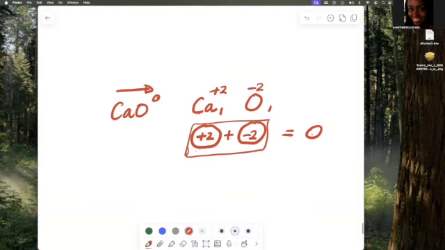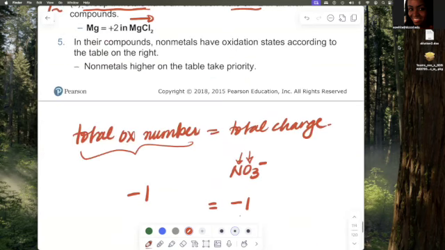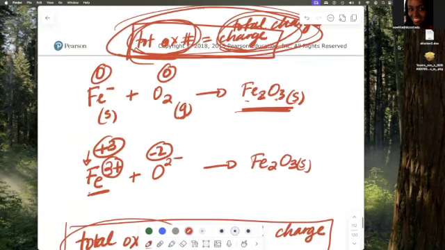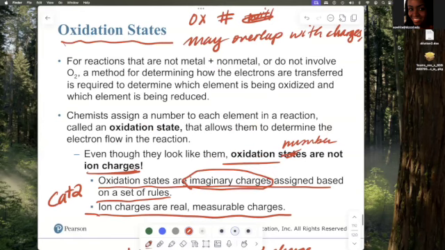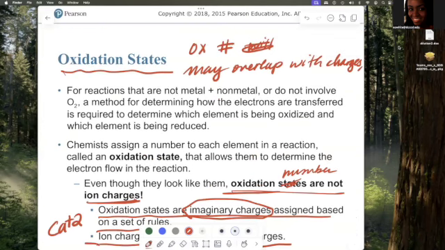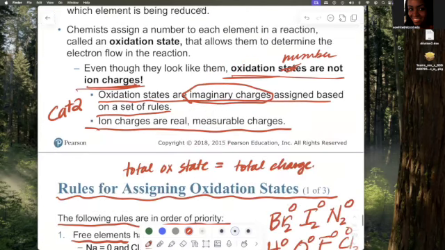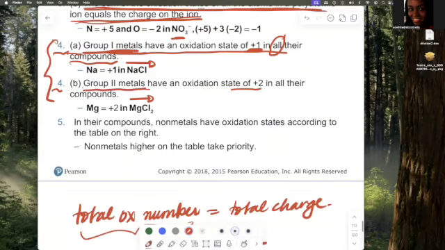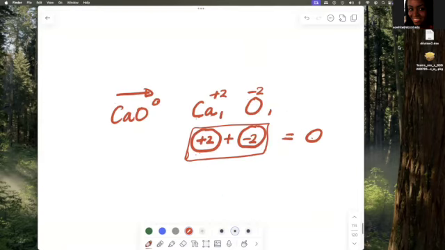Okay, you're thinking, well, I can't say what you're thinking. I'll tell you what I used to think. I was like, wait, we did all this talking, all this work just to assign oxidation numbers that match the charges? Aren't oxidation numbers charges? No, because we're told in the slides way back here that oxidation states or numbers are not ion charges. And so younger me is like, okay.